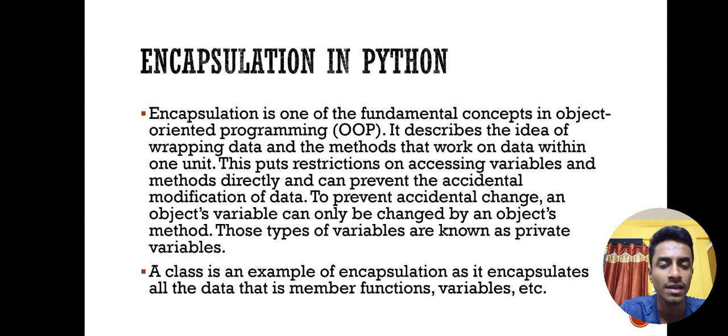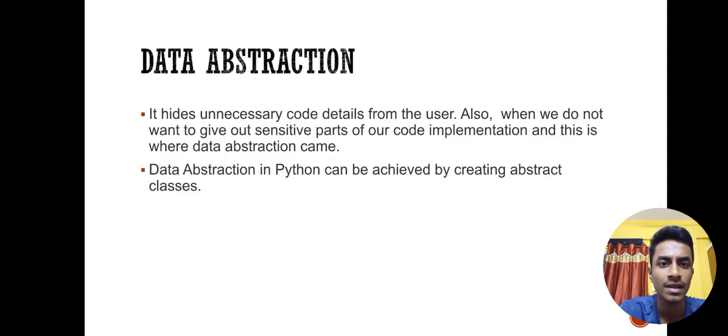Encapsulation in Python. As the name itself says, encapsulation is one of the fundamental concepts in object-oriented programming, OOP. It describes the idea of wrapping of data and methods that work on data within one unit. This puts restrictions on accessing variables and methods directly and can prevent the accidental modification of data. To prevent accidental change, an object's variable can only be changed by an object's method. Those types of variables are known as private variables. A class is an example of encapsulation as it encapsulates or wraps up all the data, that is, member functions, variables, etc.